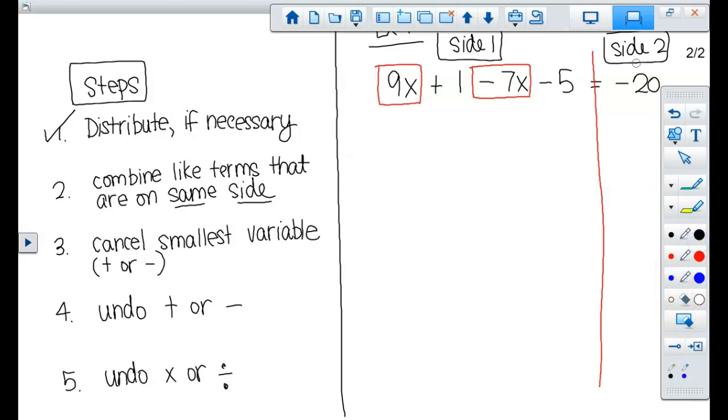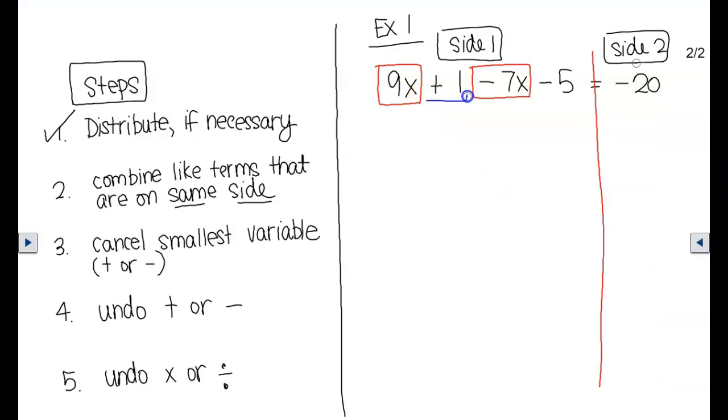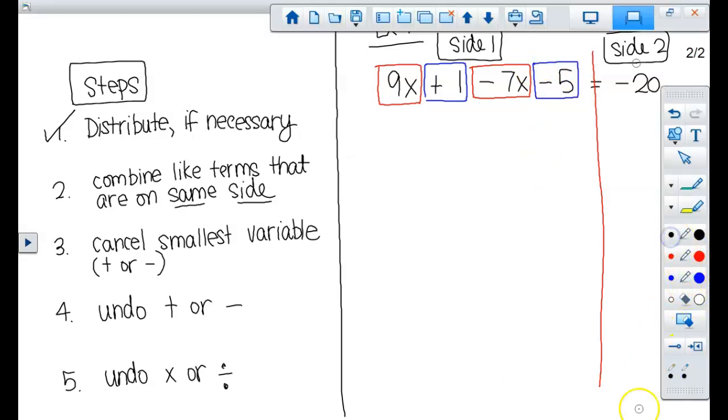Now, let's get a different color. My next term is this plus 1, this positive 1. You'll notice it doesn't have a variable. Neither does this minus 5, this negative 5. So I'm going to put a blue box around that minus 5. So to kind of review here and emphasize what's happening, I put a red box around 9x and negative 7x because those both have x. I put a blue box around positive 1 and negative 5 because those don't have variables. That's what makes them like terms.